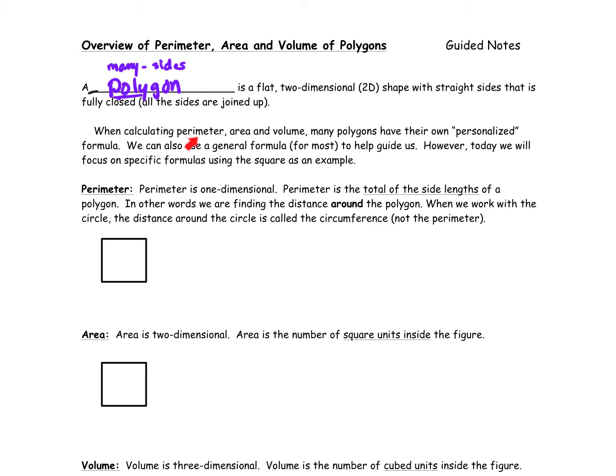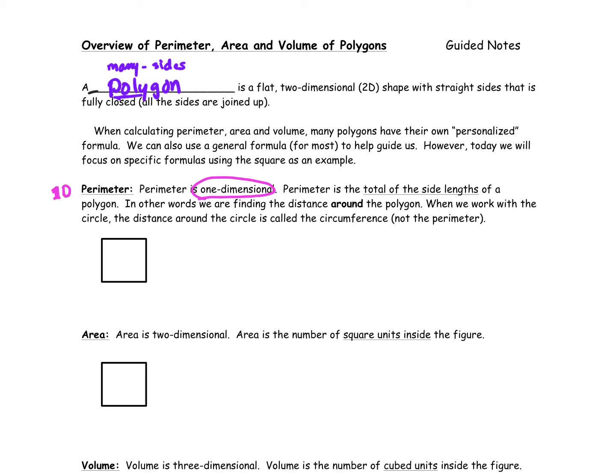Continuing, it says when calculating perimeter, area, and volume, many polygons have their own personalized formula. We can also use a general formula for most to help guide us. However, today we're going to focus on specific formulas using the square as an example. So let's look at perimeter first. Perimeter is one-dimensional, so let's circle that. It's just a linear or a line measurement, and we'll see that in just a minute.